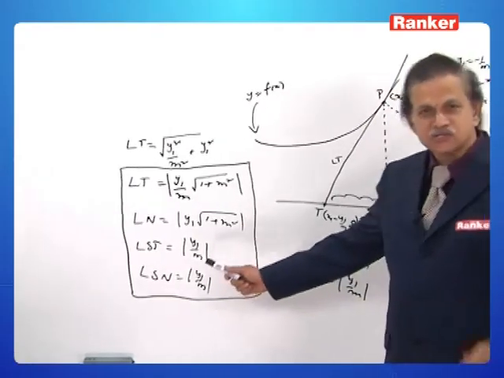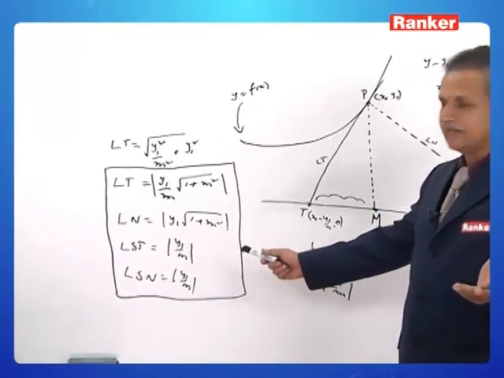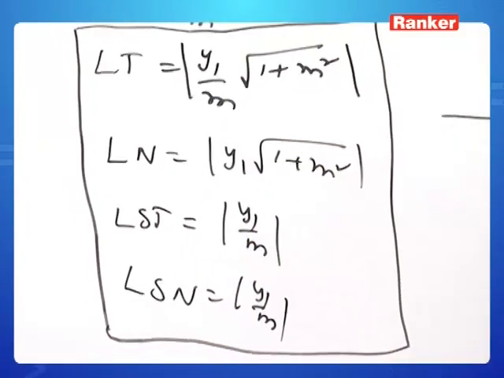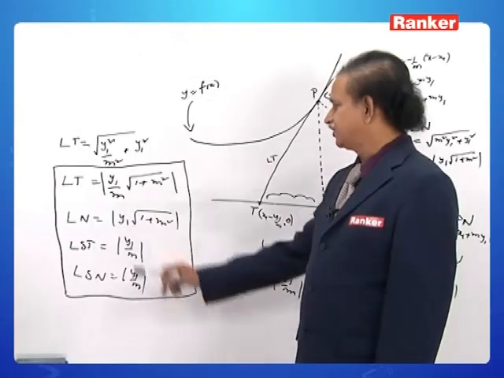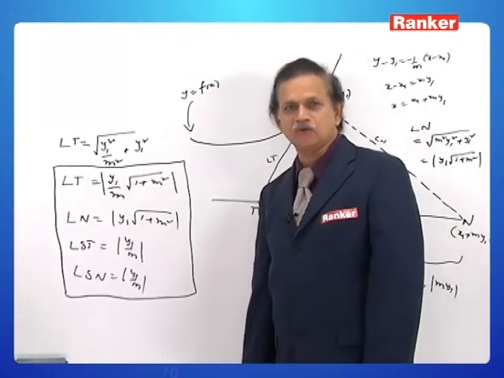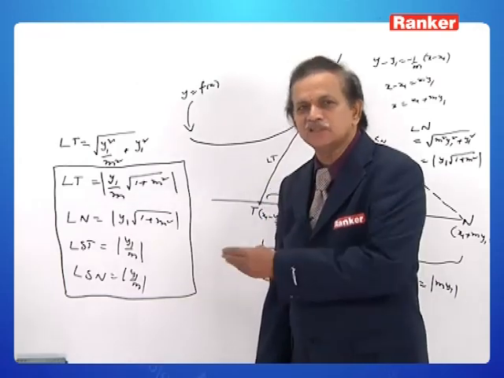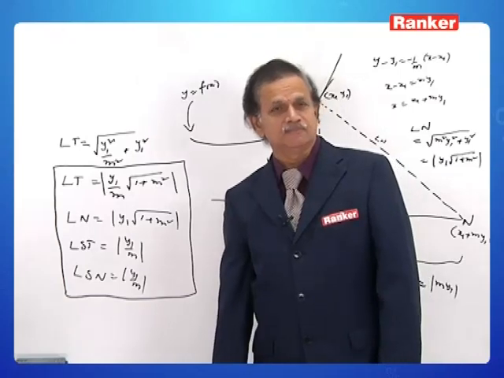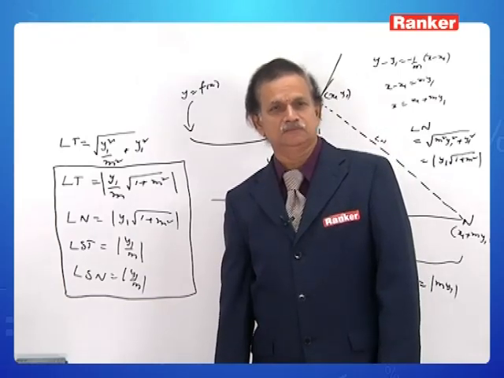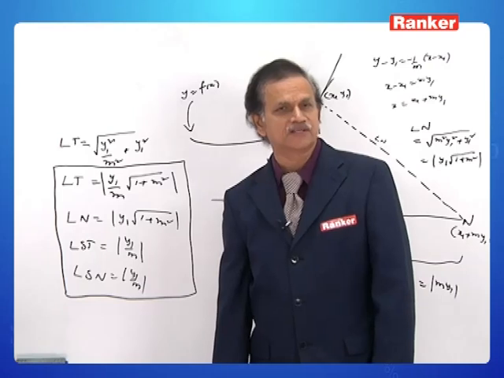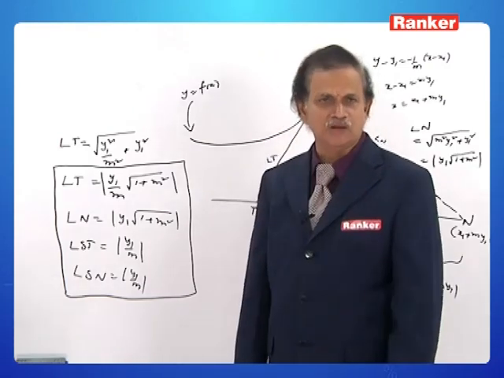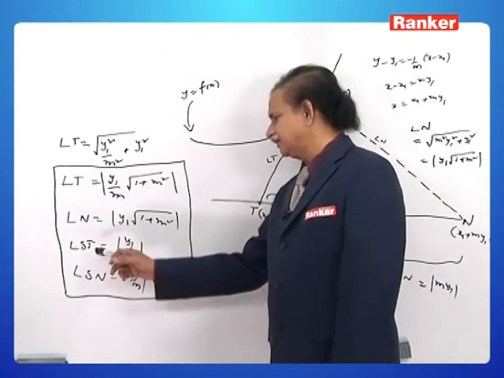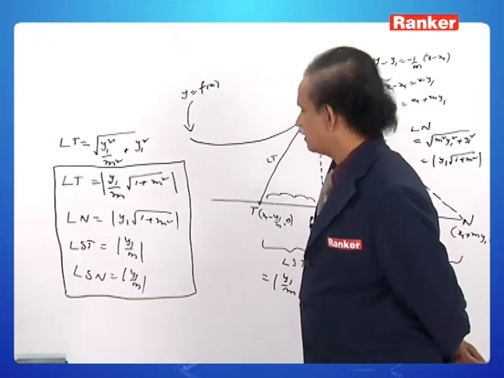This is a very useful bunch of formulae: length of the tangent, length of the normal, length of the subtangent, and length of the subnormal. Here x1 and y1 are the coordinates of the point at which all this discussion is going on. M is the slope of the tangent at x1, y1, that is dy by dx at x1, y1. With the usual symbolism, we use that M like that.